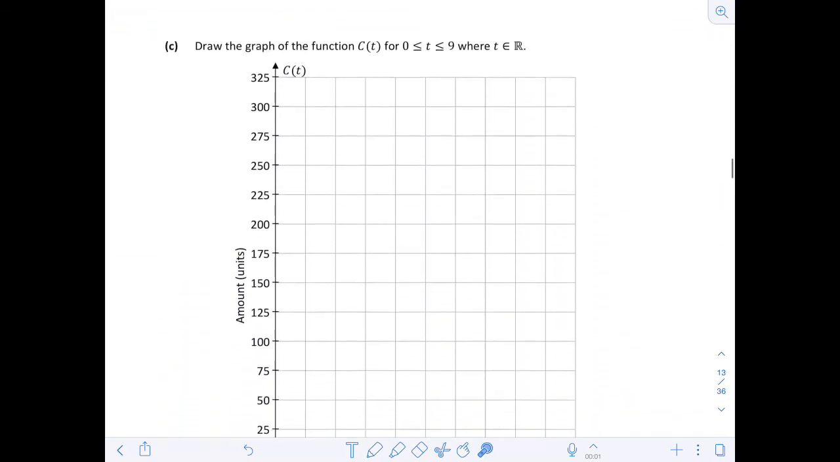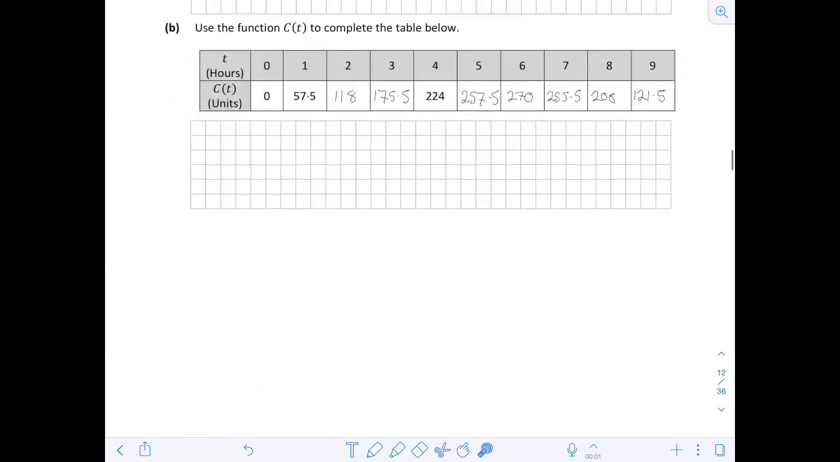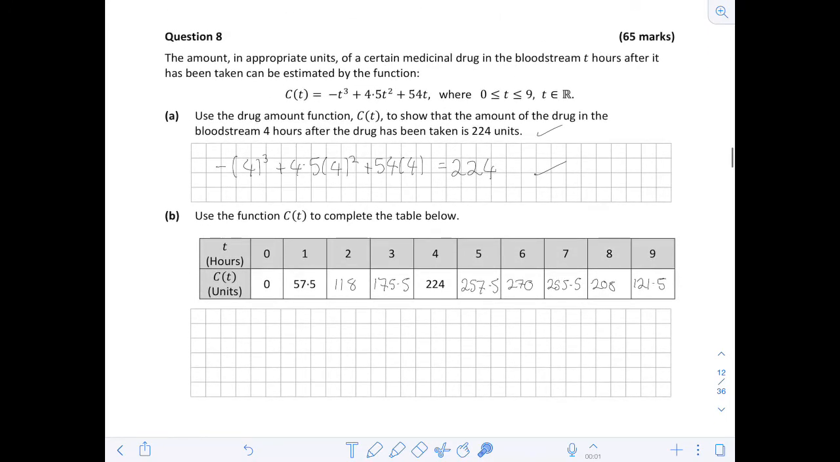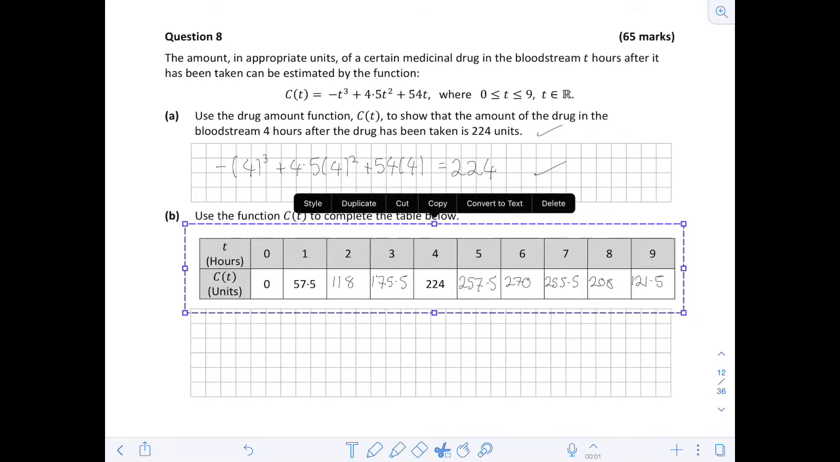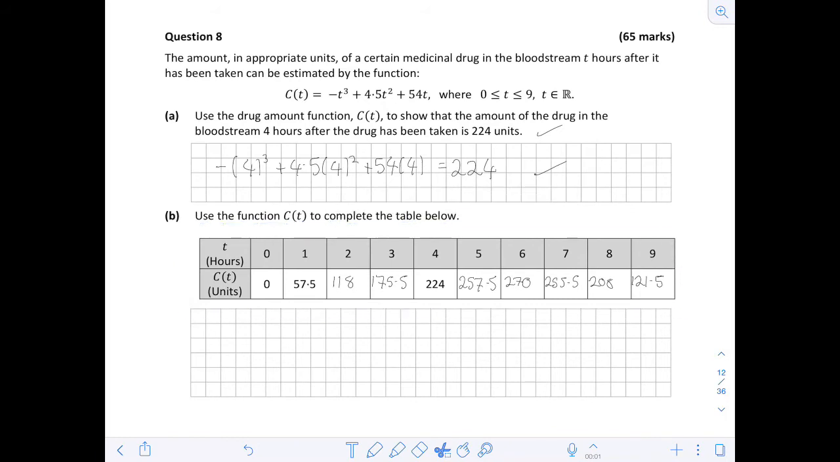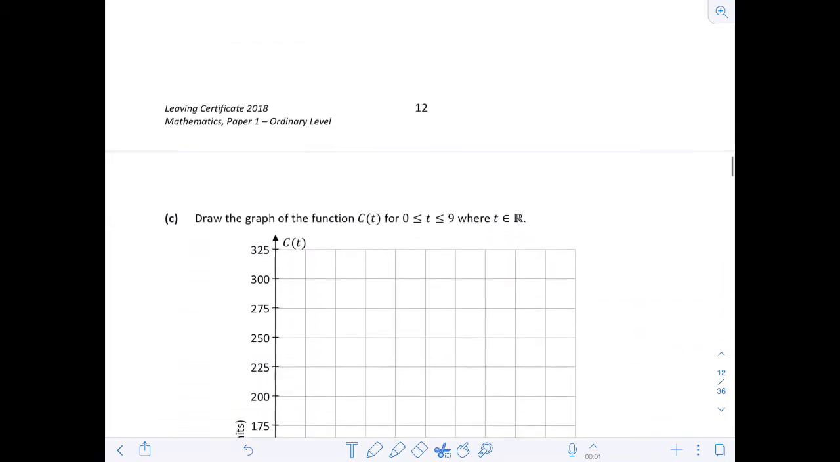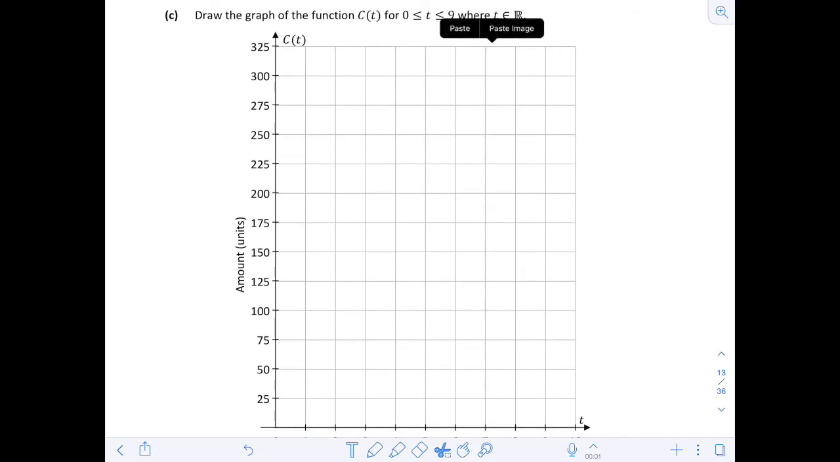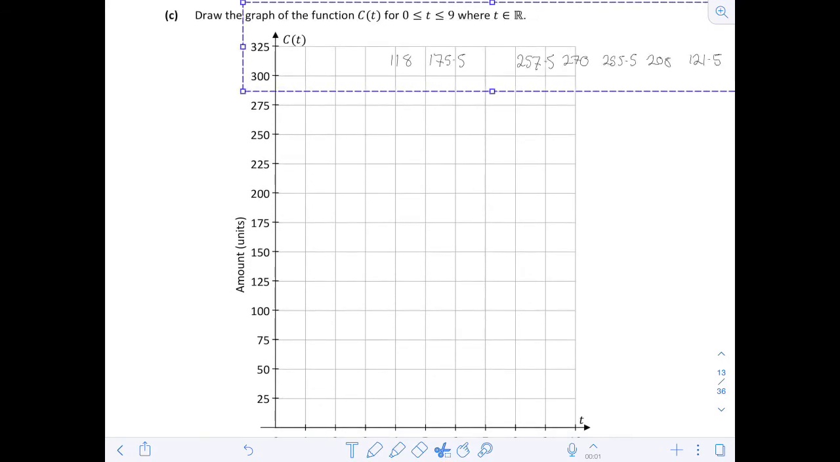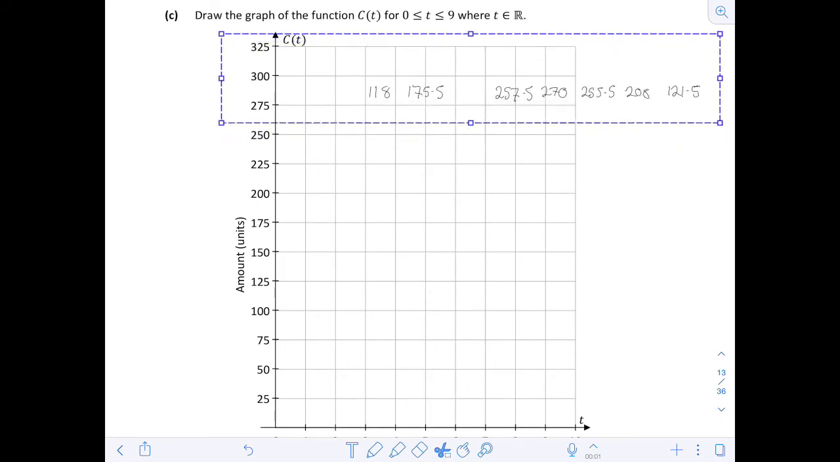Part C is draw a graph of the function. So we'll need this information up here. The handiest thing for me to do, you probably won't be able to do this, will be to copy this out. Let's see how this works. It may not work. Copy, and go down here, somewhere I can see it, in this corner over here. Paste. That's not very good, is it?